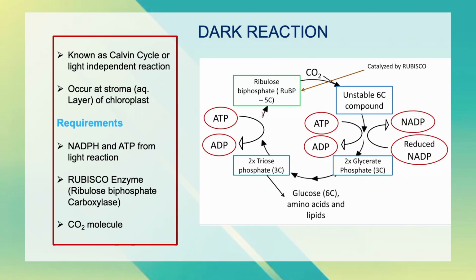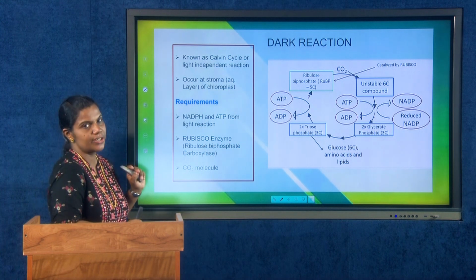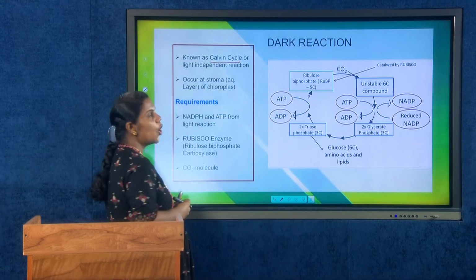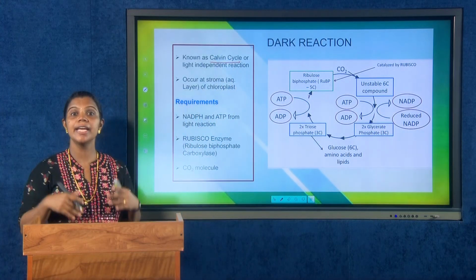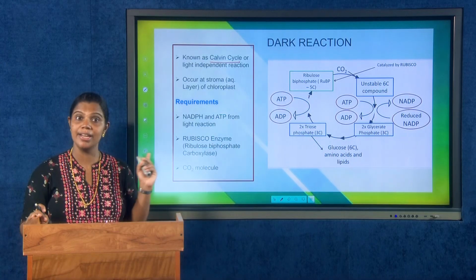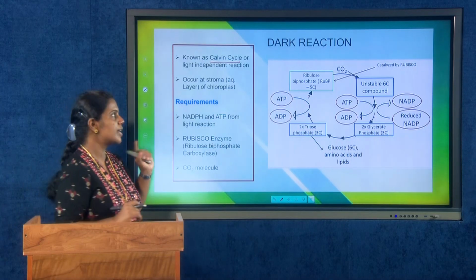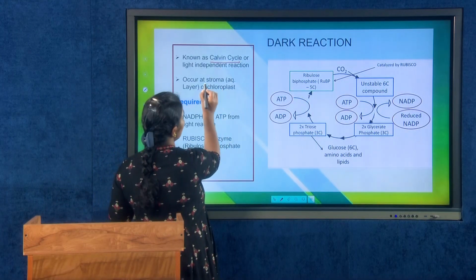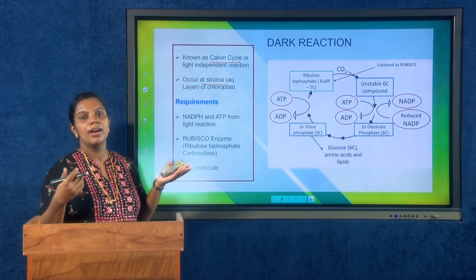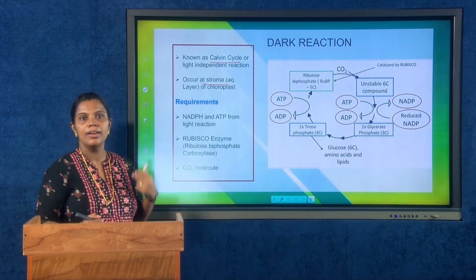Now, we are moving on to the next stage of photosynthesis, that is the dark reaction. Dark reaction is also known as Calvin cycle, or we can say it is the light independent reaction, that is light is not required in this phase. Where does it occur? This dark reaction occurs at the stroma. What is stroma? It is the aqueous layer in the chloroplast.